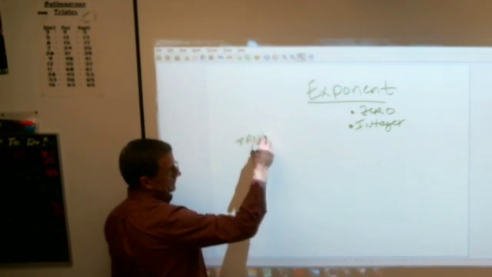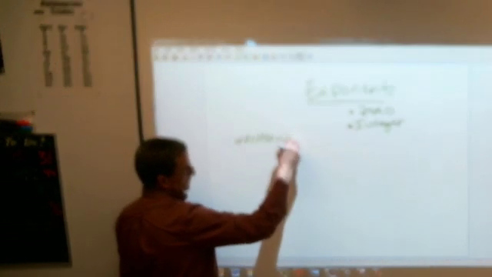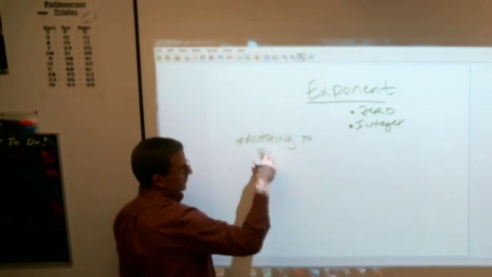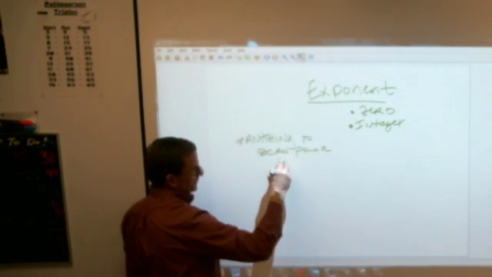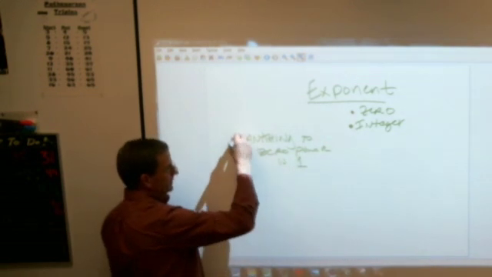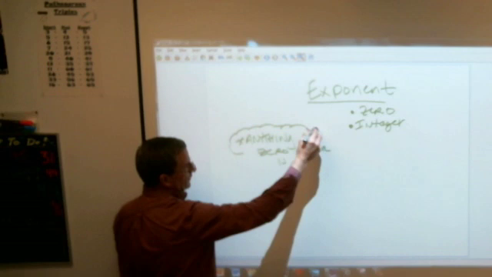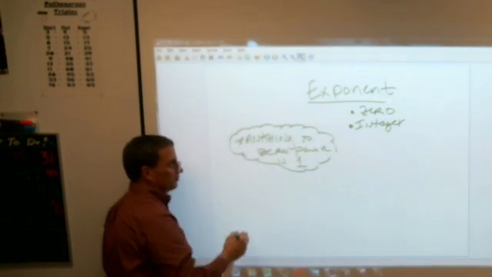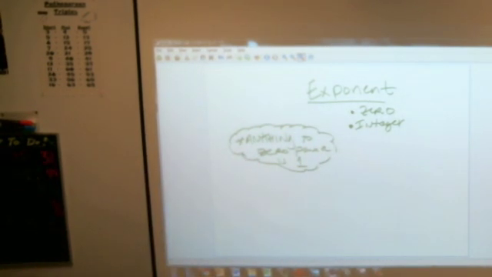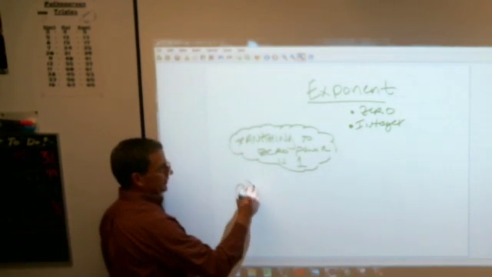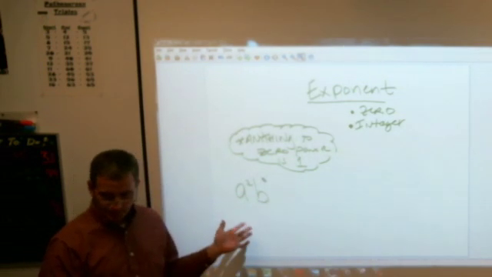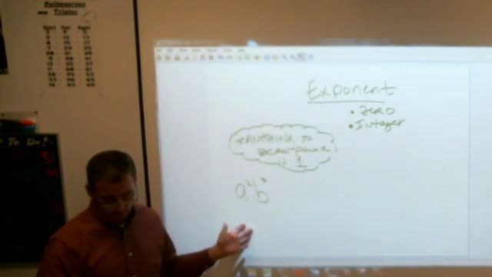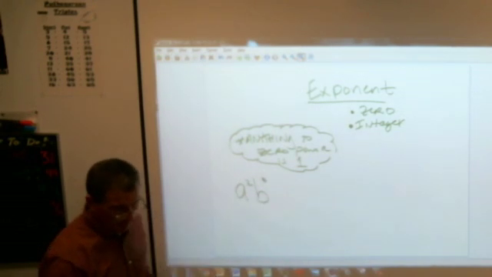Anything to the 0 power is 1. If you see something to the 0 power in a problem, I would get rid of it right away and just write whatever's there. For example, if you see a squared b to the 0 power, please understand that that simplified is not 1, because it's a squared times 1.